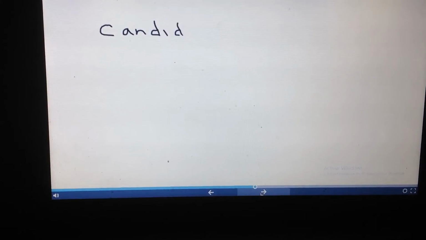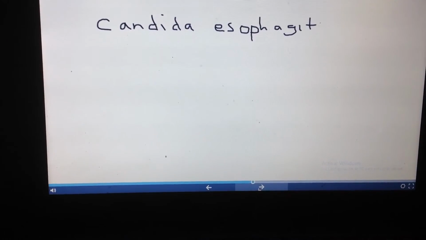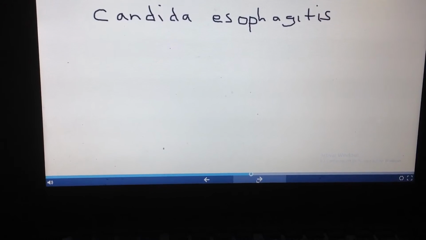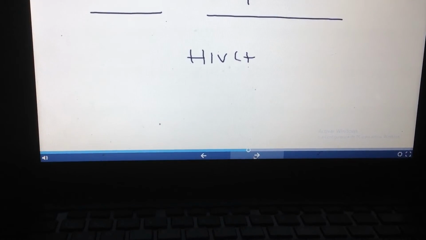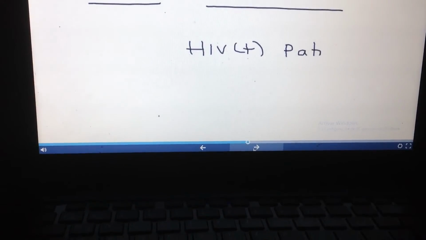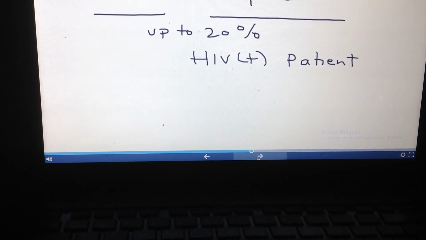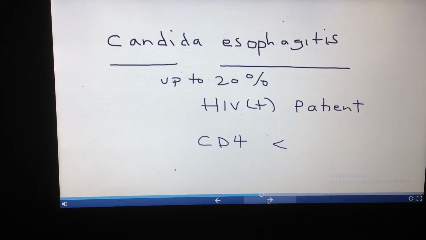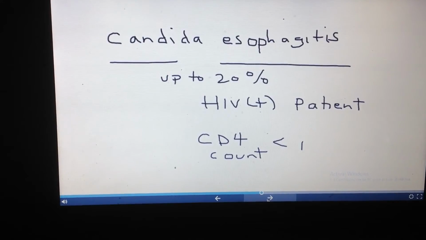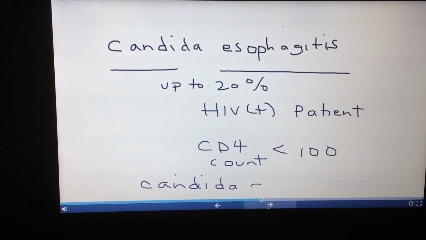So I wanted to now touch base briefly on Candida esophagitis. Most clinical vignettes on the licensing exams will talk about Candida esophagitis in the context of an HIV-positive patient, because up to 20% of patients with HIV can have Candida esophagitis, in particular when their CD4 count drops below 100. And the species' full name is Candida albicans.